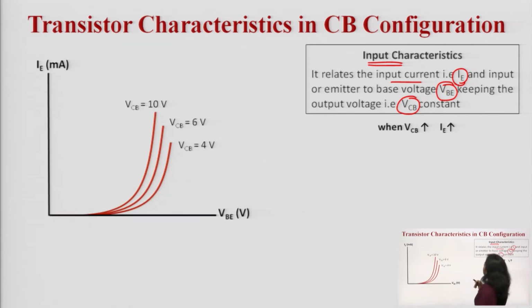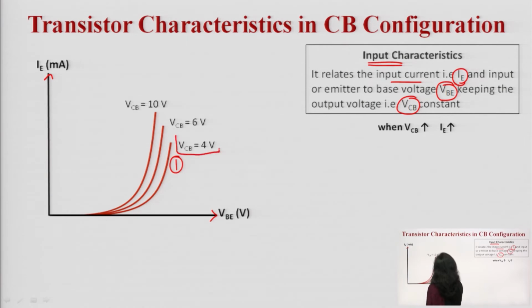Now see, in this particular case, on the x-axis, voltage is being taken. On the y-axis, current is being taken. Since this is the input characteristic, what is the input voltage? That is VBE, it is in volt. What is the input current? IE, which is in milliampere. Now, you know that VCB is being fixed. Suppose, first we are plotting for VCB equal to 4 volt.